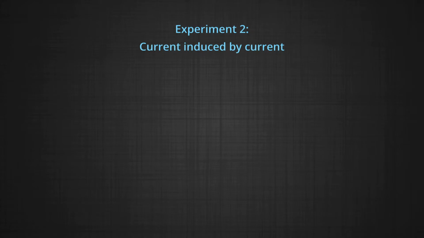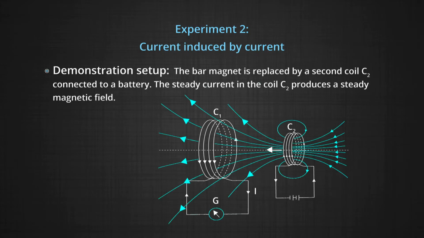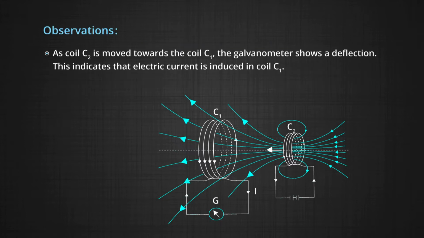Let us move on to the next experiment. Experiment 2. Current induced by current. The bar magnet is replaced by a second coil C2 connected to a battery. The steady current in the coil C2 produces a steady magnetic field. As the coil C2 is moved towards the coil C1, the galvanometer shows a deflection. This indicates that electric current is induced in the coil C1.